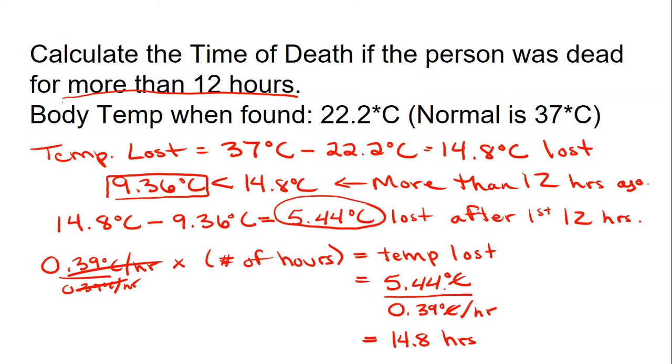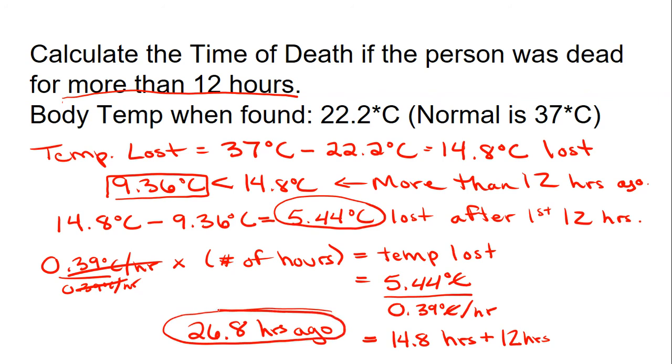It's not your final answer because we have to add the time from the first 12 hours. So we're going to add the first 12 hours back in, and what we're going to get as our final answer is 26.8 hours ago is when this person died. And the reason that it's a bigger number is we already took out that 9.36 for the first 12 hours. So we have to put those 12 hours back in. So your answer would be 26.8 hours ago.